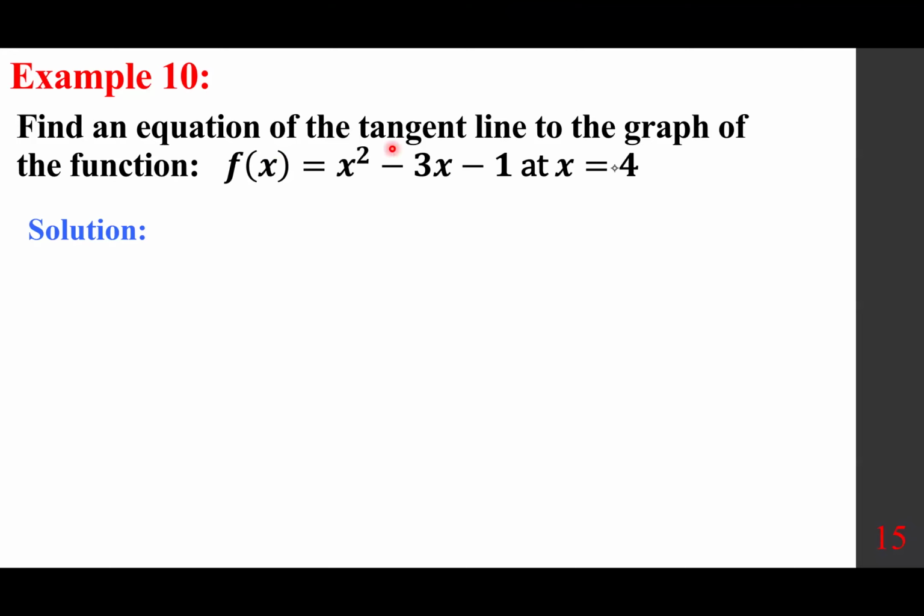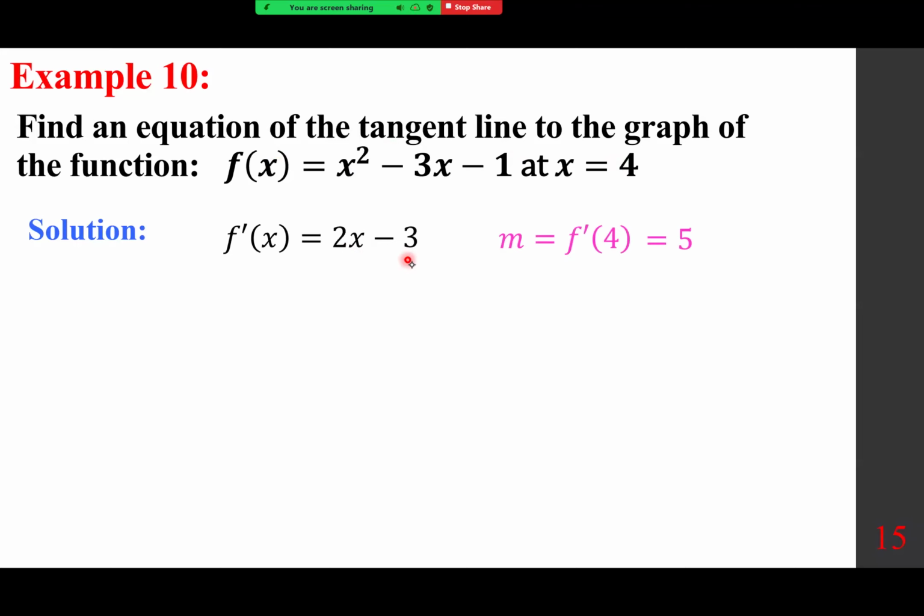Find an equation of a tangent line to the graph of this function. f of x is x squared minus 3x plus 1 at x equals 4. So to find a line, we need the slope. So we take the derivative. f prime is 2x minus 3, which is not the slope. When you plug in, number 4 becomes the slope. 2 times 4 minus 3 makes it 5.